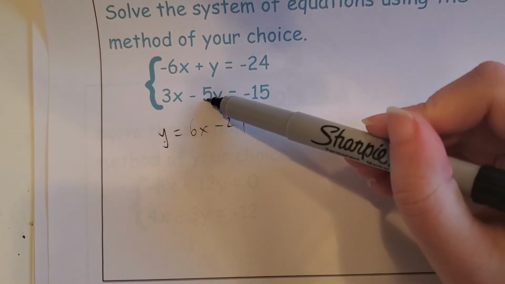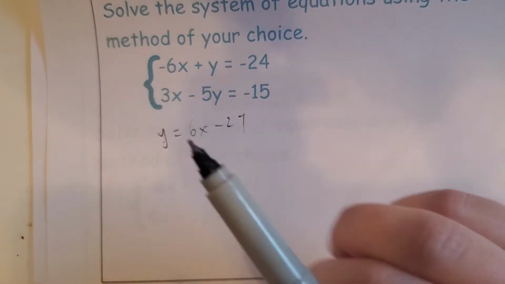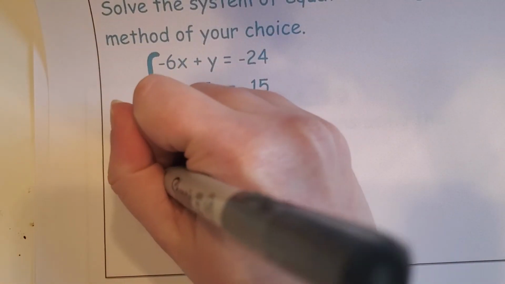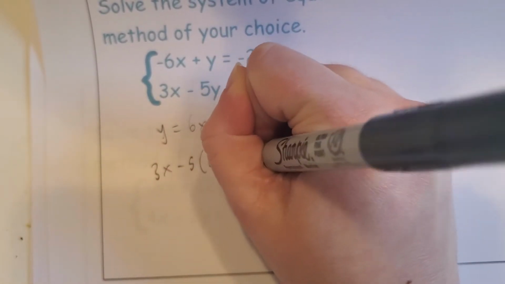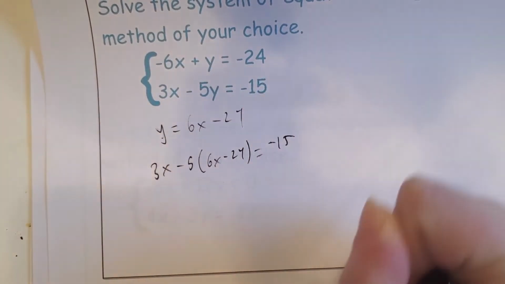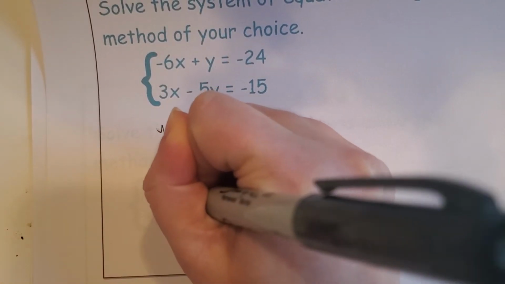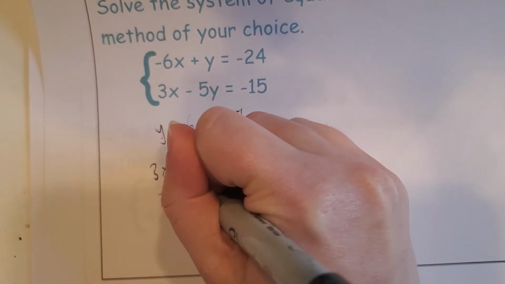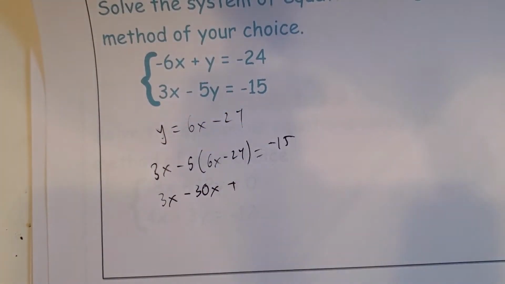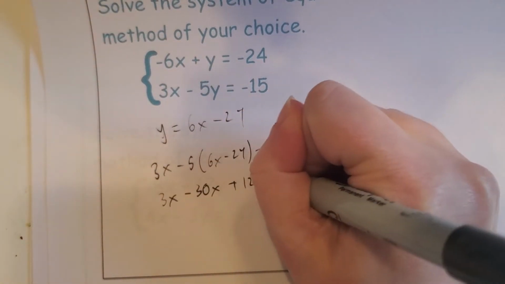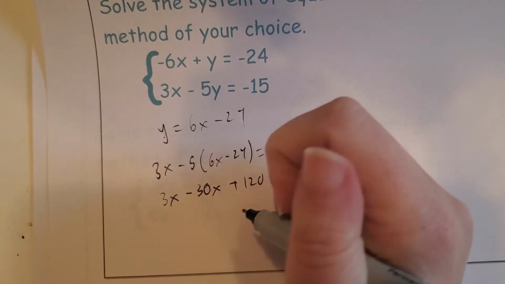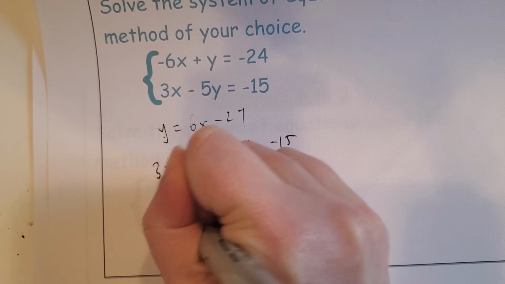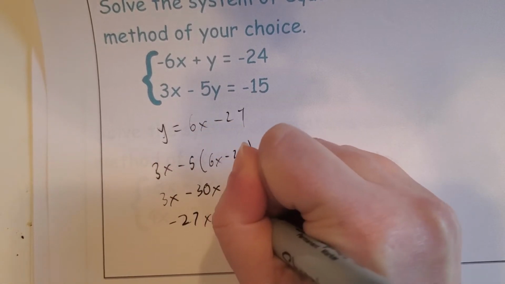And because we have that coefficient of minus 5, it's really important that we put some parentheses in there. So 3x minus 5 times (6x minus 24) equals negative 15. So then we're going to distribute that negative 5: minus 30x plus 24 times 5 is 120. Combine these two like terms. Negative 27x plus 120.